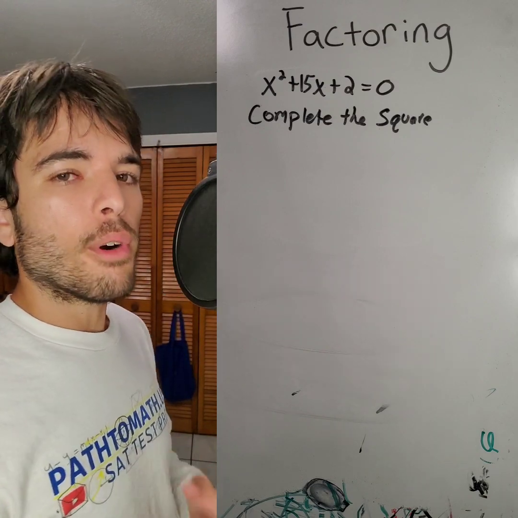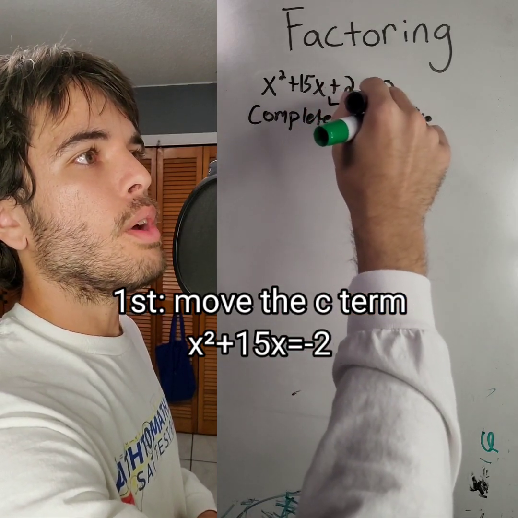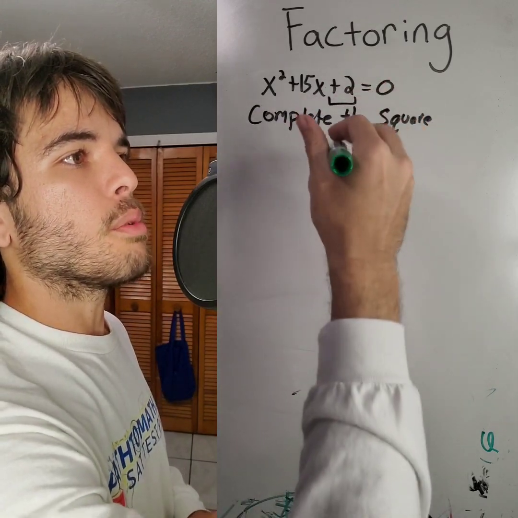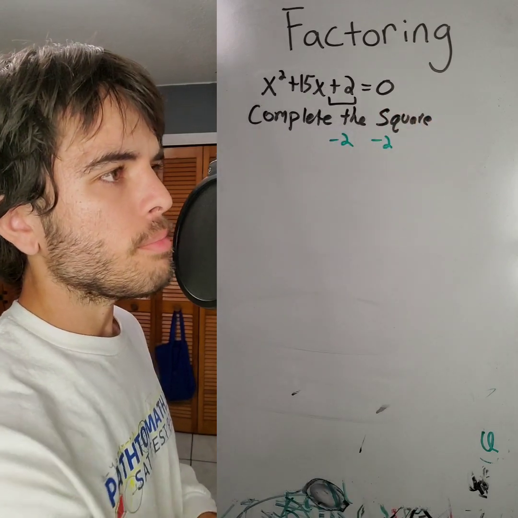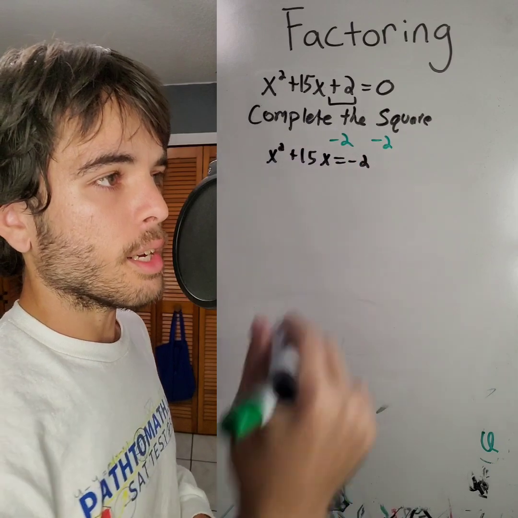What you're going to do is first move the c value to the other side of the equal sign. So we're going to take that 2 and move it to the other side. We have to subtract 2 from both sides, giving us x squared plus 15x equals negative 2.